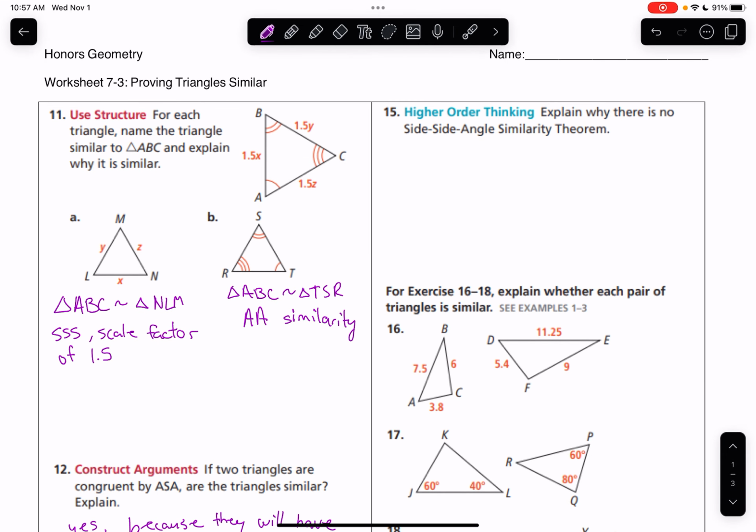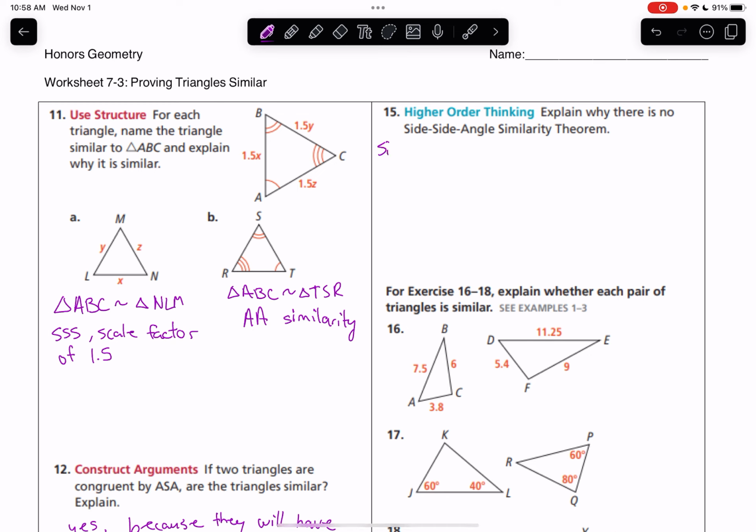15, explain why there is no side, side, angle similarity theorem. Because similarity is related to congruence, being similar means that we are required to be able to show a congruence transformation between the two triangles and then dilate to make them larger or smaller. But there's no side, side, angle congruency theorem, so we can't show that first part of similarity. We can't make them match up with each other by side, side, angle and then dilate to create similar triangles.